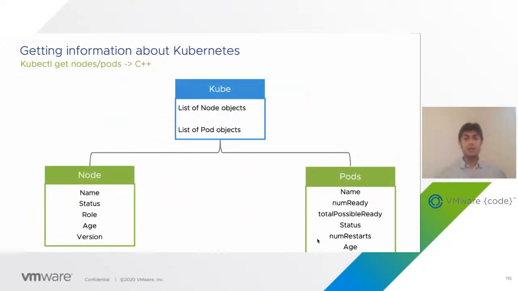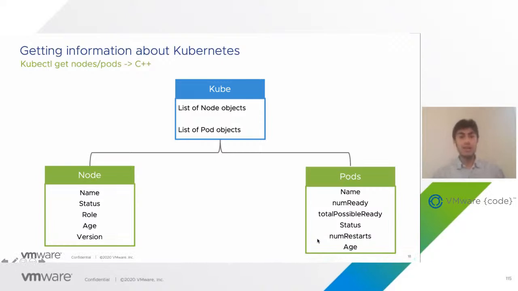Okay, so now getting information about Kubernetes into C++, I use this pretty basic structure of object-oriented design kind of. So I created a cube object, and that would have a list of node objects and pod objects. And then the node objects would hold a name, status, role, age, version, pretty much all the information you'd get from if you ran get nodes. And then the pods would hold name, number of ready pods, total possible ready pods, a status, number of restarts, and then also an age.